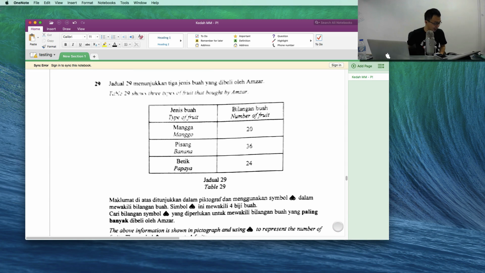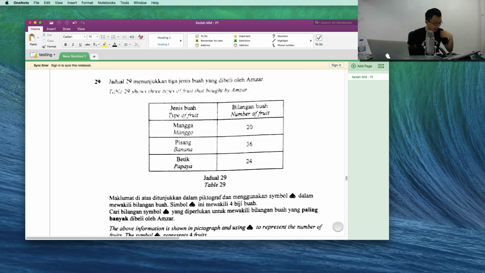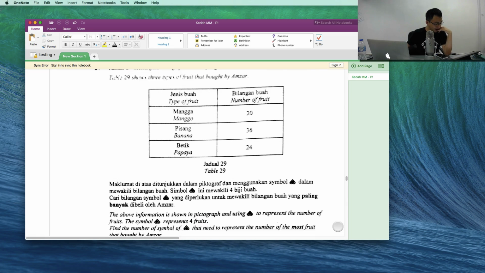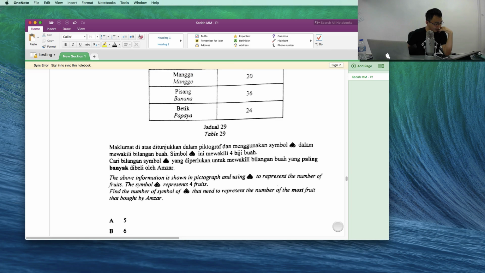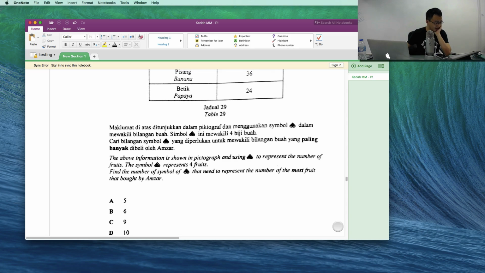Okay, for question 29. Table 29 shows something. I couldn't read the question. The above information is shown in a pictograph, using, I guess, a love symbol to represent the number of fruit. The symbol represents 4 fruit. Find the number of symbols needed to represent the most fruit bought by Amza.